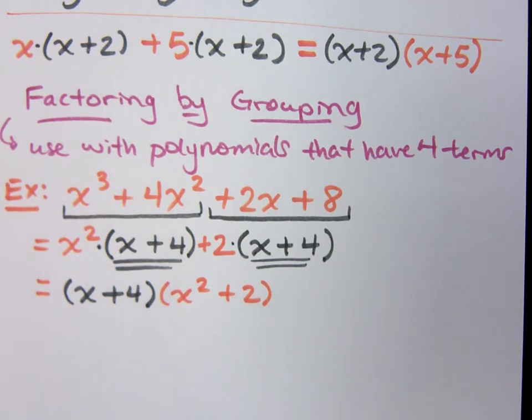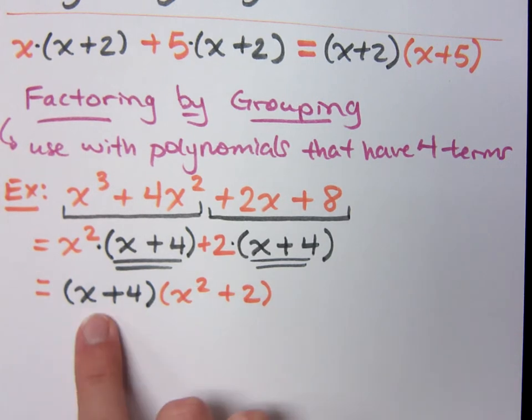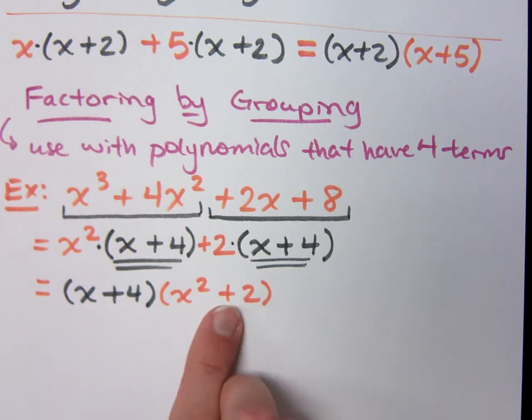Here's my binomial. And the stuff that was left over was my x squared plus 2. Right? Now how do you know if this answer is right?